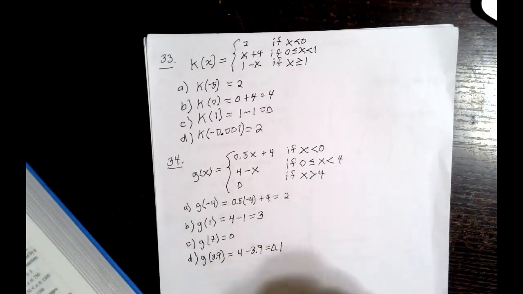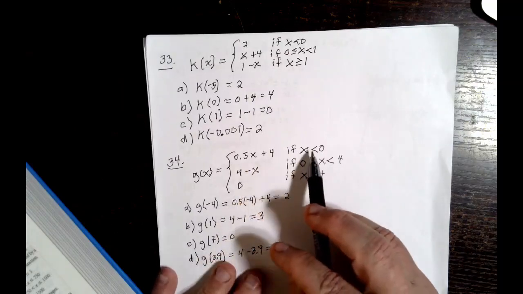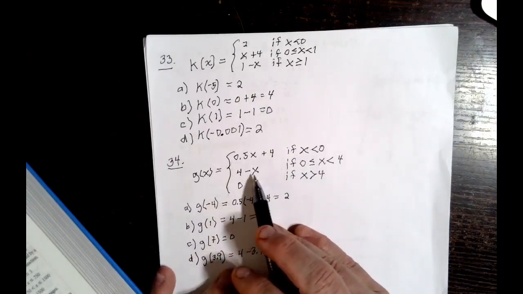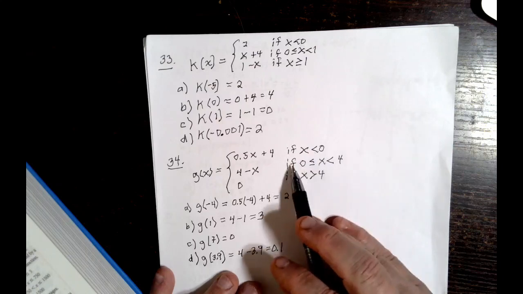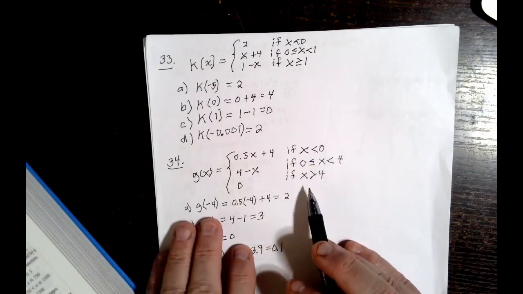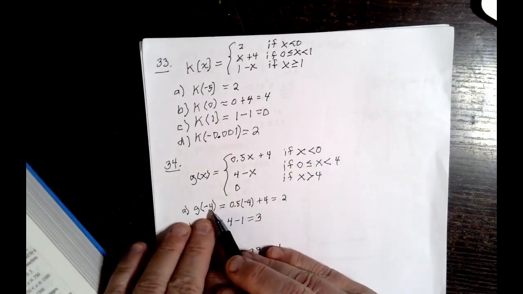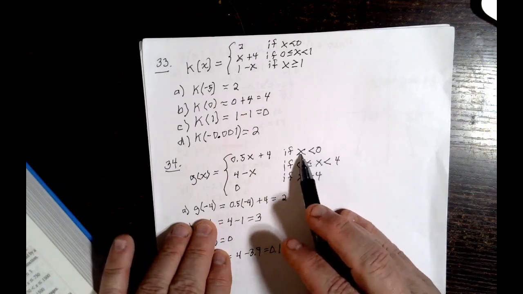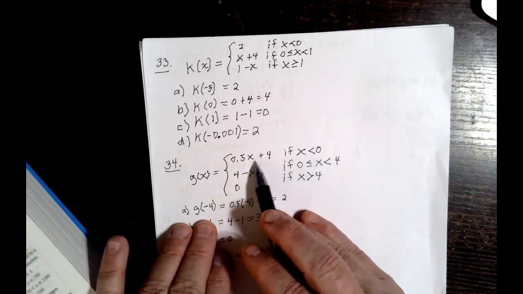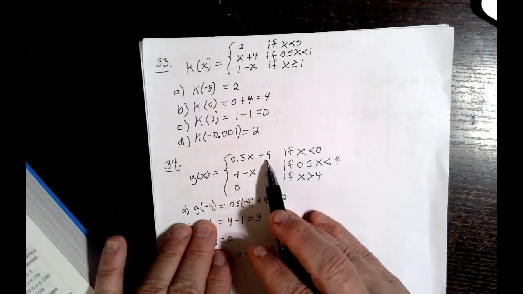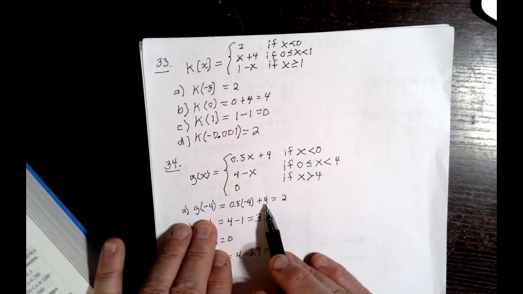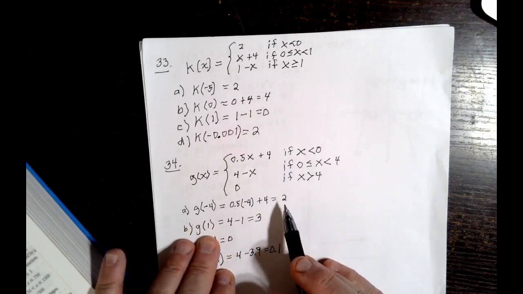Okay, number 34 is another piecewise function. Again, to know which equation you're going to use is dependent on what x you're starting with. So x is minus 4. Minus 4 is a number that's smaller than 0, so you're going to use this guy with the negative 4. When you simplify it, you just get 2.